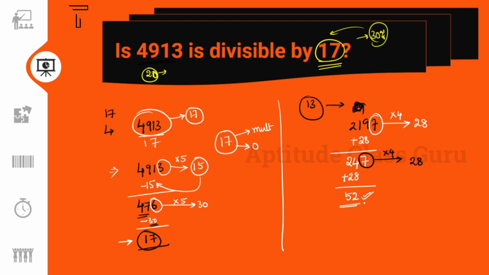If you still have a doubt whether 52 is a multiple of 13 or not, try to repeat the process. So 2, discard it, and multiply by 4, which is nothing but 8. So add it to the remaining number, which is plus 8. So 5 plus 8, the answer is 13. So the total number is divisible by 13.